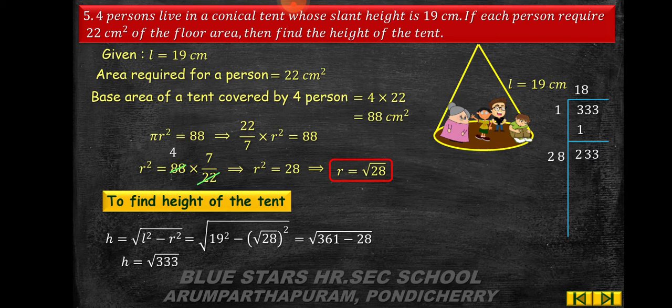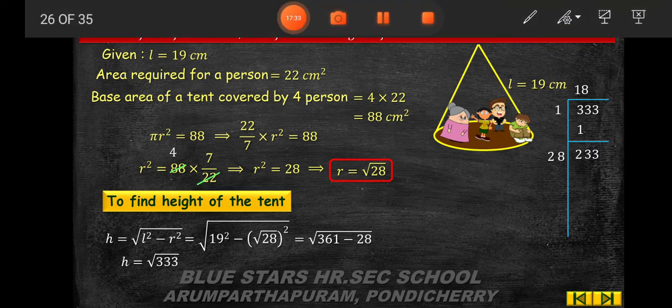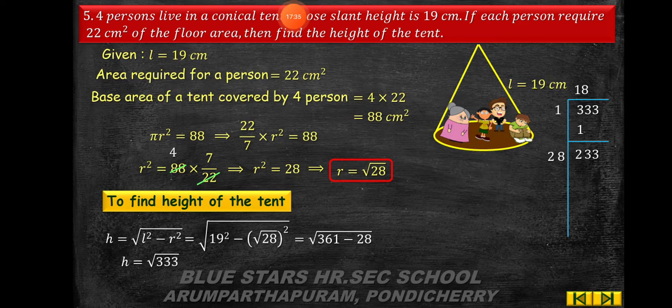So 8 times. So you have to put 8 on the divisor also, and also the quotient. So 28 into 8, you get 224. So subtracting, you get the value 9. So put the decimal and add 2 zeros. Then 8 should be multiplied by 2. So 8 2s are 16. So you have to put 6 and you have to add the 1 to the previous number.